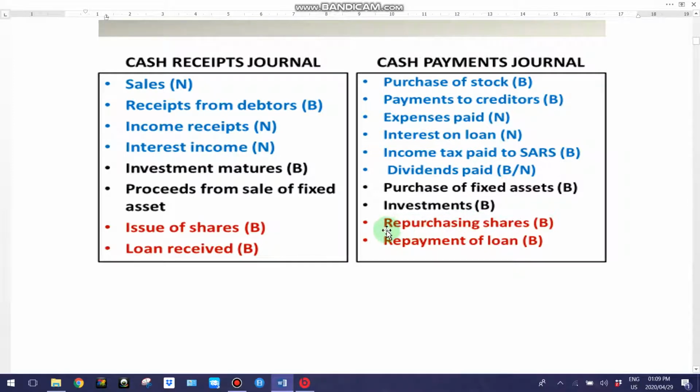And in this instance, we have to outlay cash. We have to spend money. We have to pay them to buy back their shares. Therefore, it's an outflow of cash. And obviously, the last one on the list, a repayment of the loan.